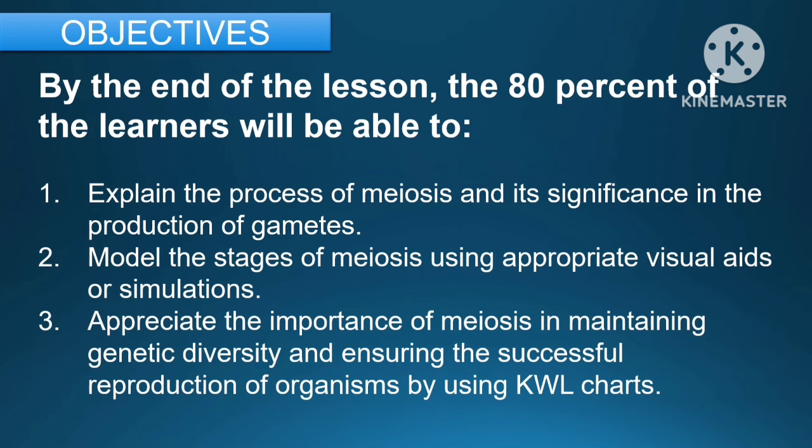For the objectives, by the end of the lesson, 80% of the learners will be able to: First, explain the process of meiosis and its significance in the production of gametes. The second one is to model the stages of meiosis using appropriate visual aids or simulations. And the third one is to appreciate the importance of meiosis in maintaining genetic diversity and ensuring the successful reproduction of organisms by using a KWL chart.